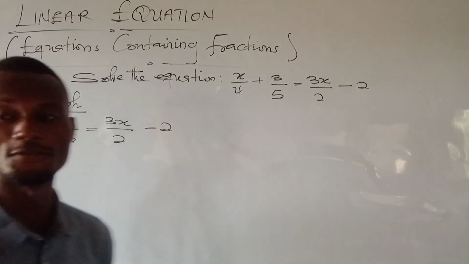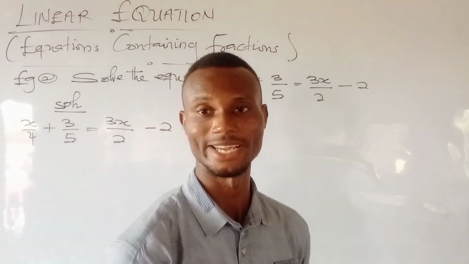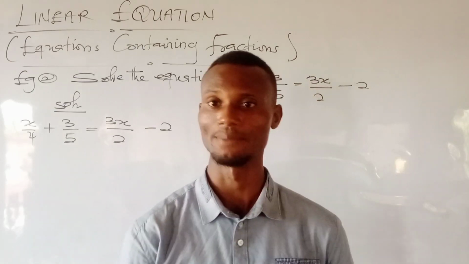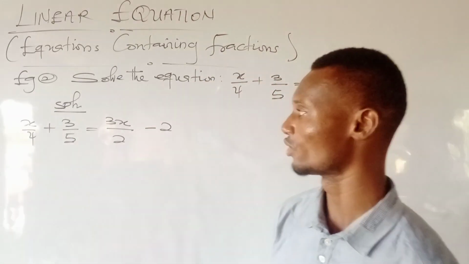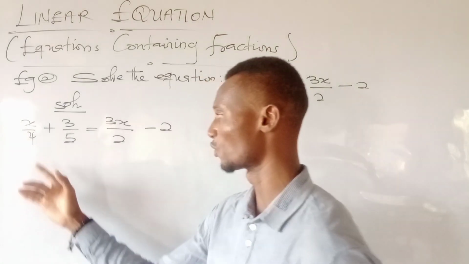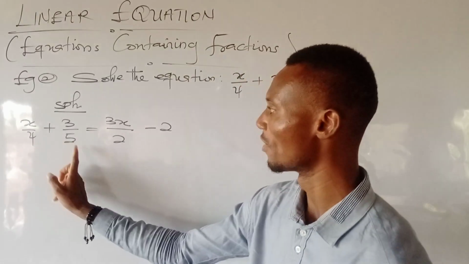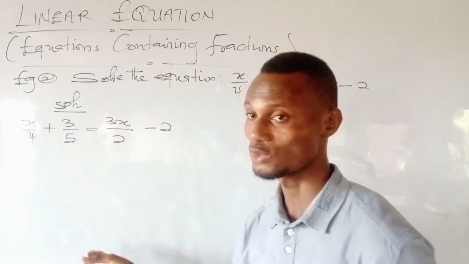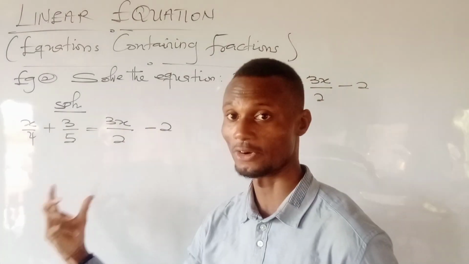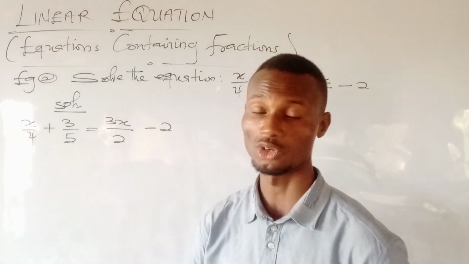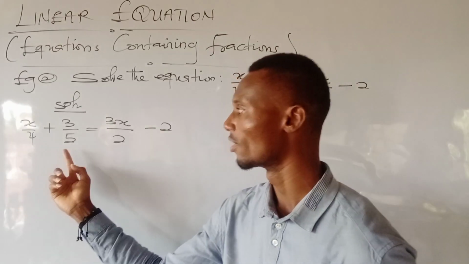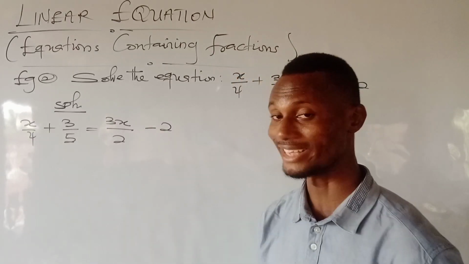So we have to solve this equation, and as I've said, we have to first multiply through by the LCM, and how to get the LCM is to use the denominators. The denominators here are 4, 5 and 2. So you find the LCM for 4, 5 and 2, and if you do it correctly, following the processes that I've taught you on finding LCM of numbers, you realize that the LCM for 4, 5 and 2 is 20.